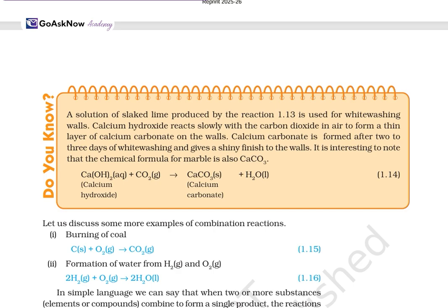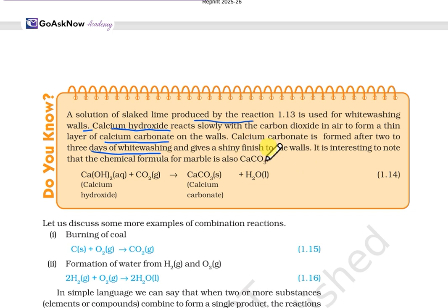Also, there is an extra thing: the slaked lime solution produced by the reaction is used for whitewashing walls, and calcium hydroxide reacts with the carbon dioxide in air to form a thin layer of calcium carbonate on the walls. Calcium carbonate is formed after two or three days of whitewashing and gives a shiny finish to the walls.